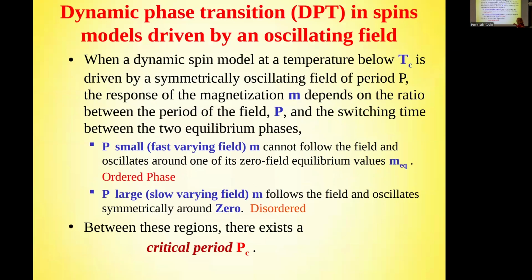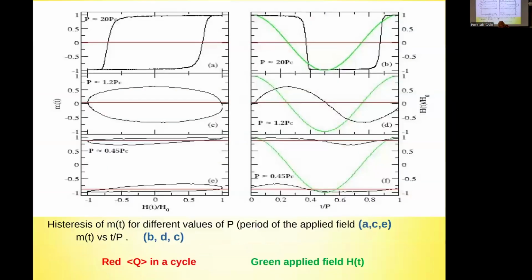If the driving field is very slow, the magnetization has the time to switch, and the average magnetization will be zero. This is the disordered phase. And between these two phases, there is a critical period that defines the phases. So basically, this is the idea.